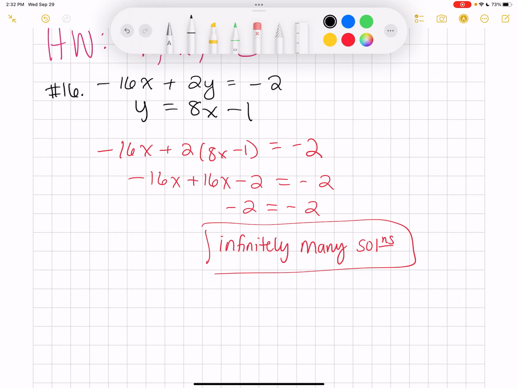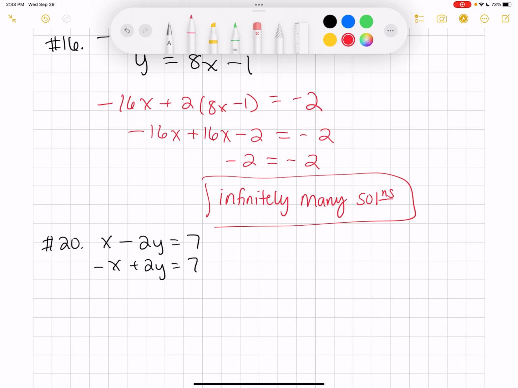All right, number 20. x minus 2y is equal to 7, and negative x plus 2y is equal to 7. What method is this one set up for? Elimination. And I think it's going to cancel everything out. Okay, this one is set up nicely for elimination.